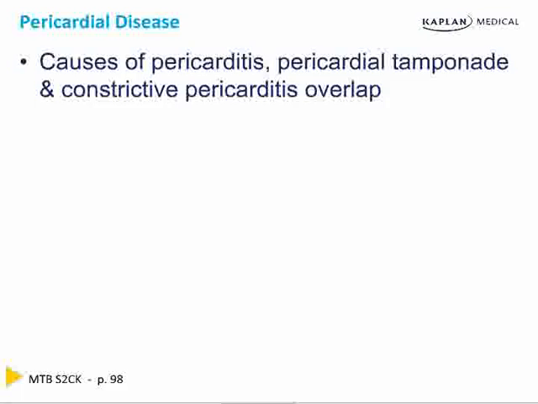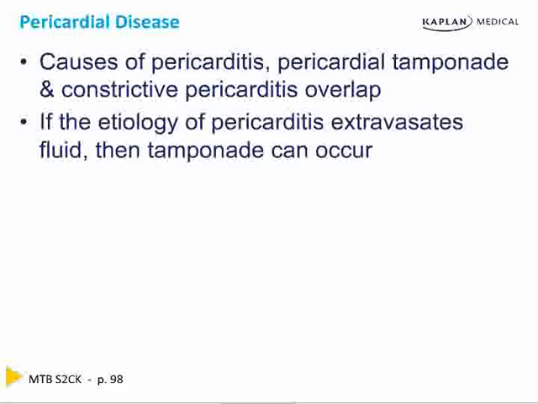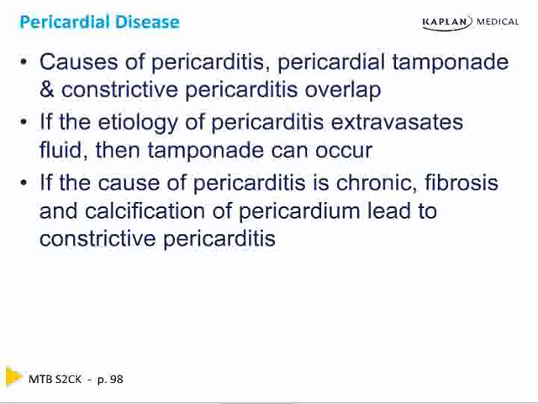For our next section, pericardial diseases. Now, pericarditis, pericardial tamponade, and constrictive pericarditis overlap because the etiology of them overlap. You see, if you have a cause of pericarditis that extravasates a ton of fluid, then you're going to get tamponade because that fluid can compress the heart. And if the pericarditis causes chronicity and time for it to fibrose and calcify, then that pericarditis can cause constrictive pericarditis by making it fibrose into constriction.